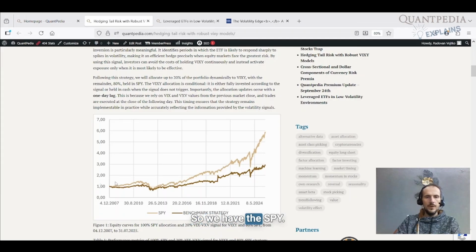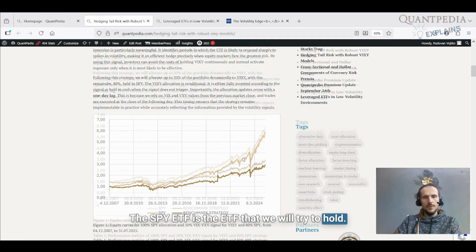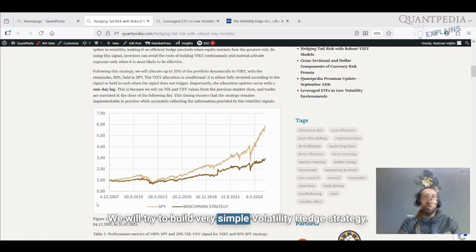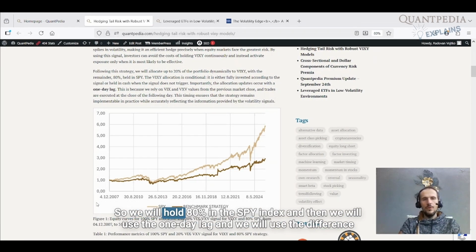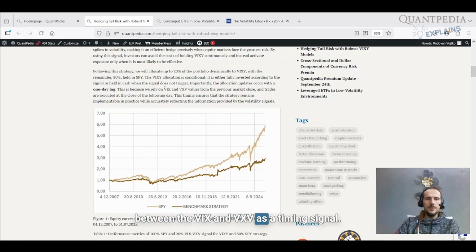So we have the SPY. The SPY ETF is the ETF that we will try to hold. We will try to build a very simple volatility hedge strategy. So we will hold 80% in the SPY, and then we will use a 1-day lag, and we will use the difference between the VIX and VXV as a timing signal. So this is our benchmark strategy for hedging.